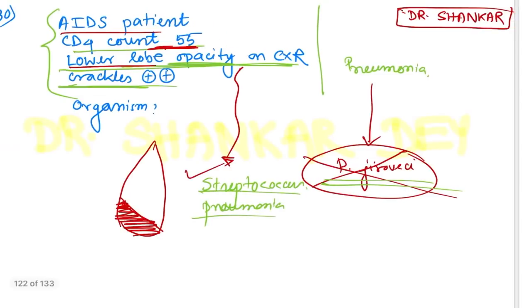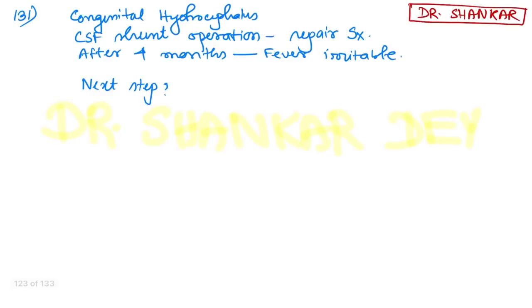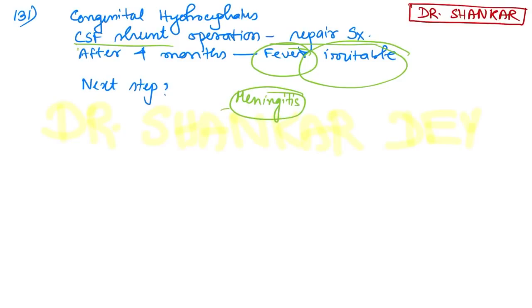Okay. Next, question number 131. A child with congenital hydrocephalus had a CSF shunt operation done a few days after birth. But after some years, a repair surgery of the CSF shunt was done. After 4 months of this repair surgery, the child is having fever and became irritable. So what is the diagnosis? Definitely this is meningitis following the surgery.